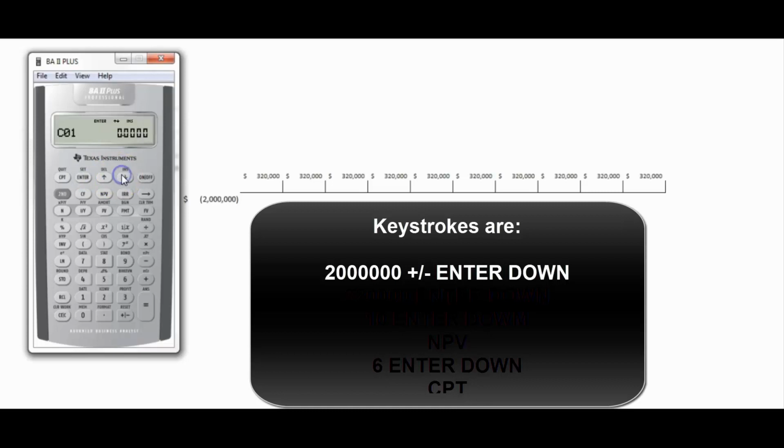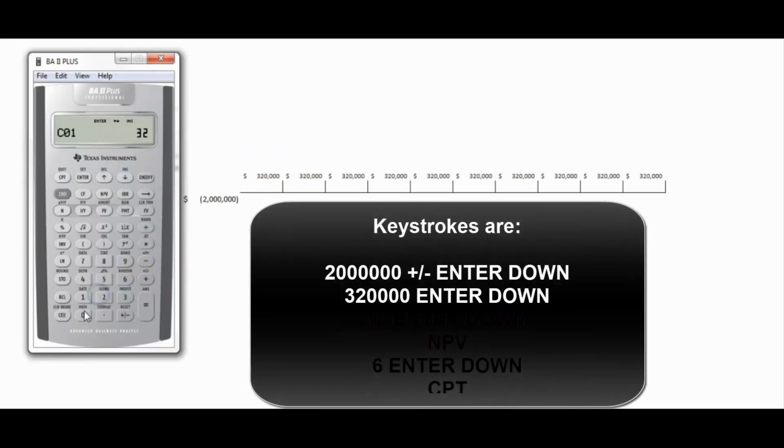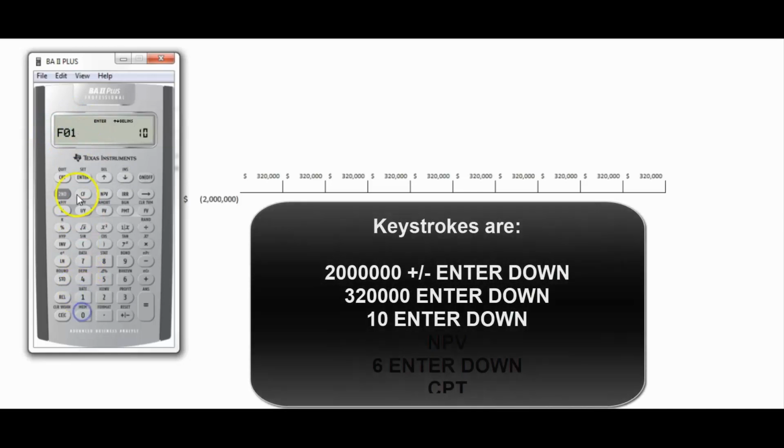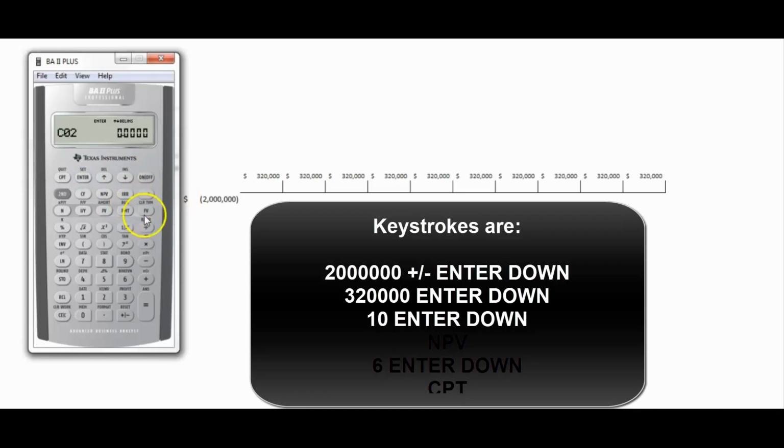Enter, down. Calculator wants to know what the first cash flow is. It's $320,000 in. Enter, down. Then it wants to know the frequency of that cash flow. Well, we get that 10 times. 10, enter, down. And that's all there is to it. There's no other future cash flows after that, $320,000. So let's find the net present value.